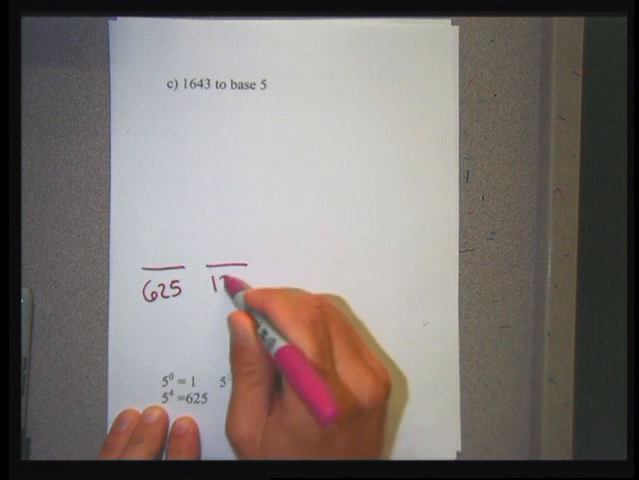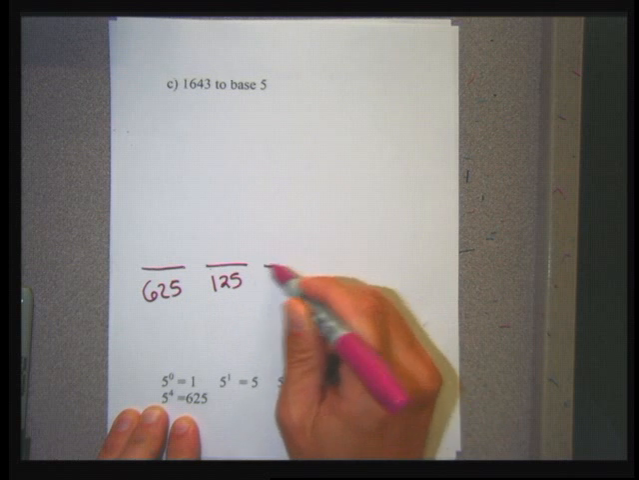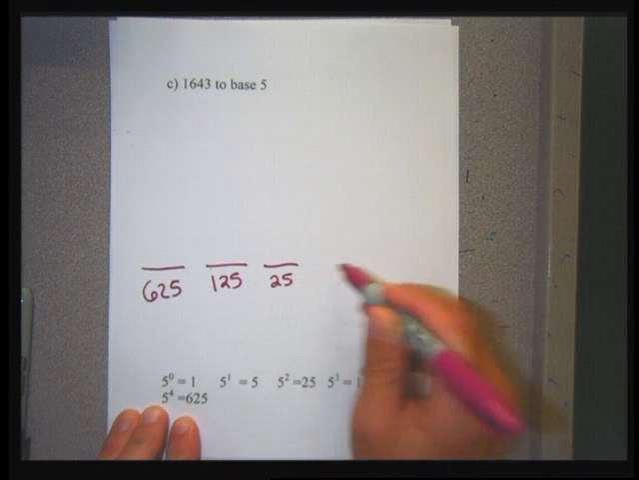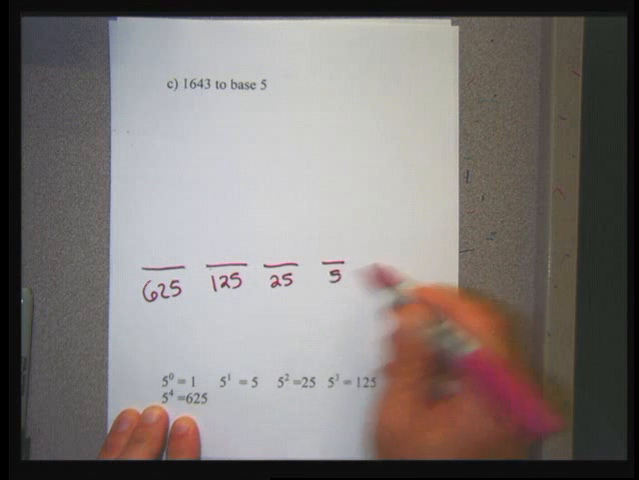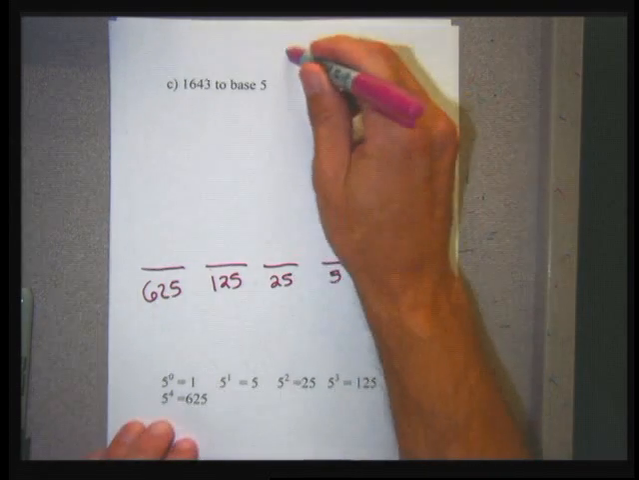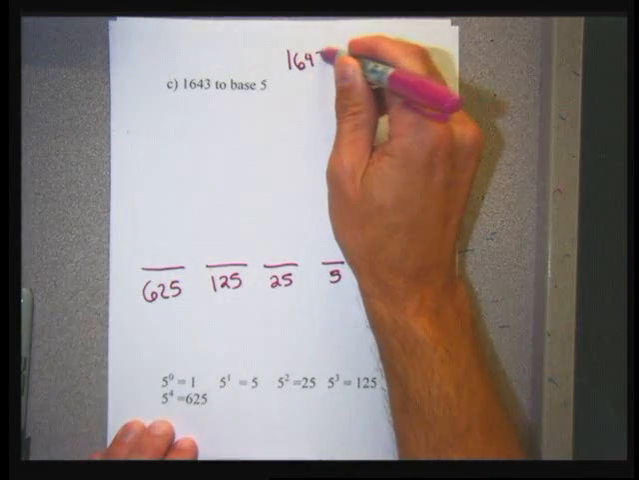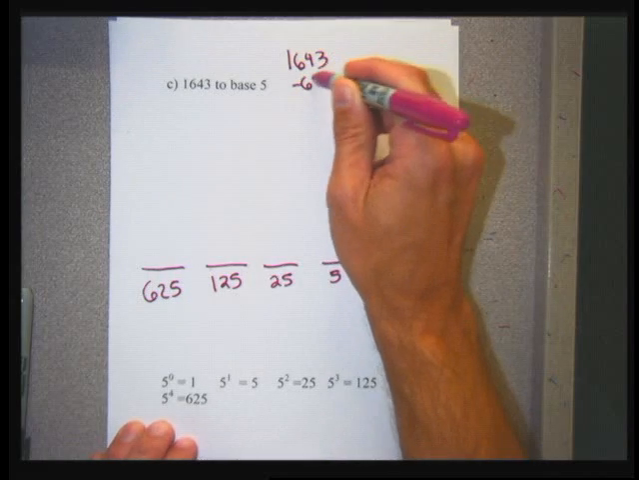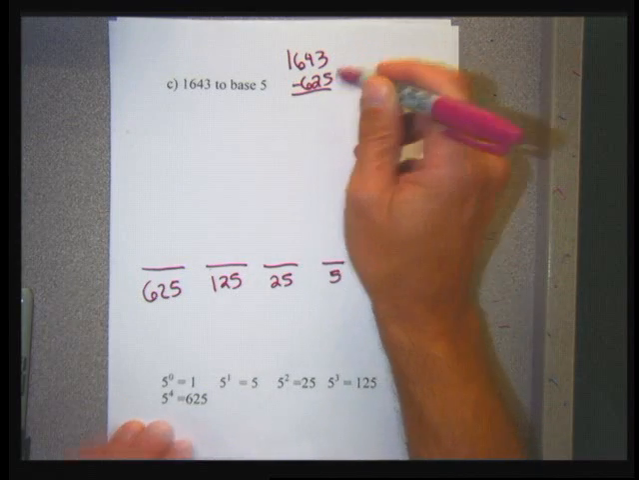Then I'm going to subtract 5 cubed, which is 125. Then I'm going to subtract 25. Then I'm going to subtract 5. And then I'm going to subtract 1. And eventually, I'll be done. I'll get down to 0. So I start with 1643, and I start subtracting 625. So I'll go 1643 minus 625.